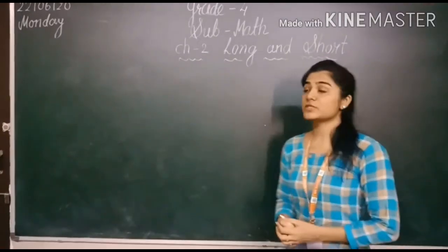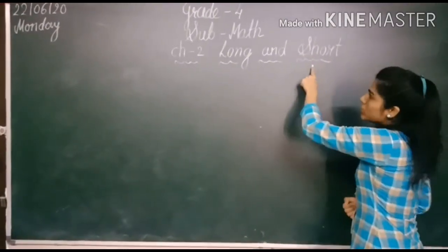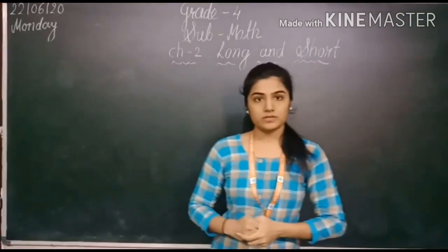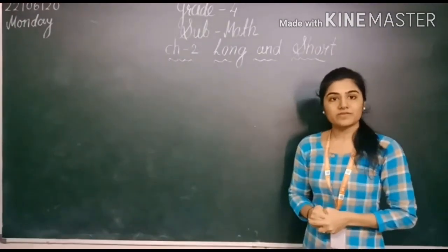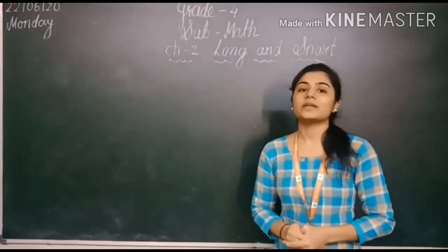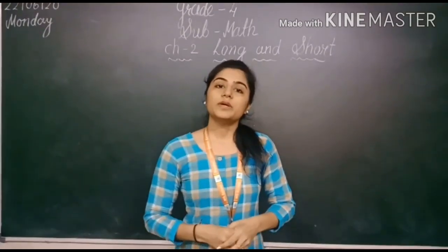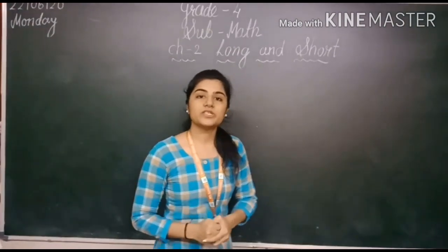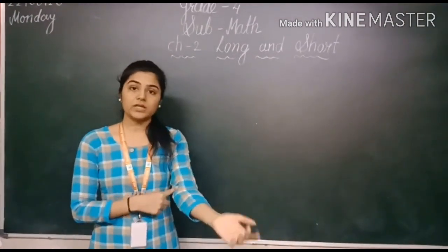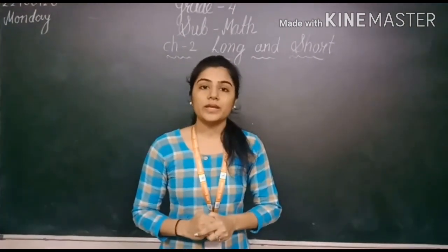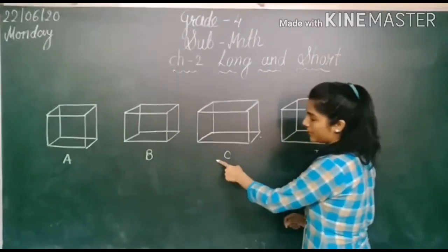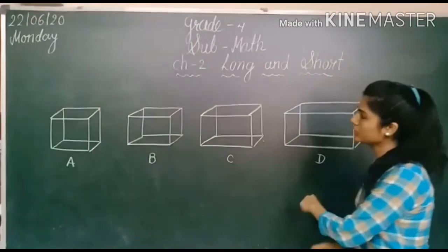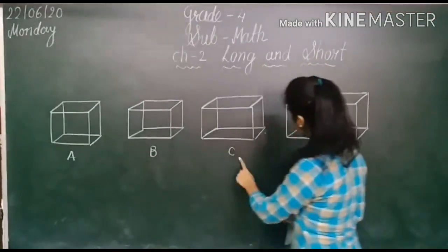On the basis of these terms, long and short, you can measure your hands. Suppose you measure your hand with your mother's. Your hand is shorter than your mother's hand. Suppose you are measuring your hand this way, then you can observe that your hand is shorter than your mother's hand. So these shapes of geometry which I have drawn on the board, A, B, C, D.